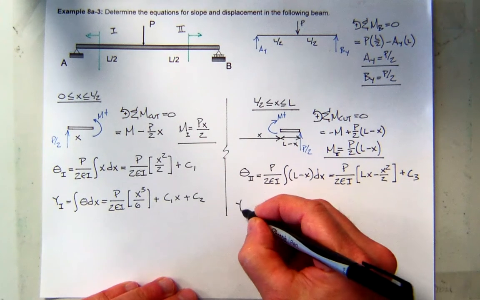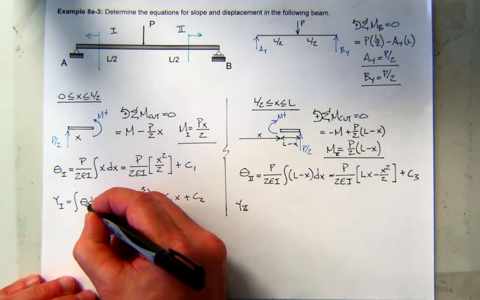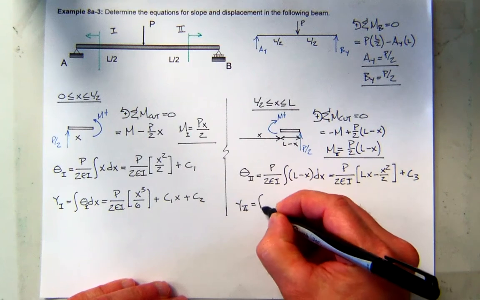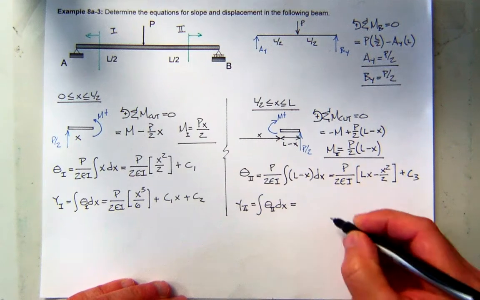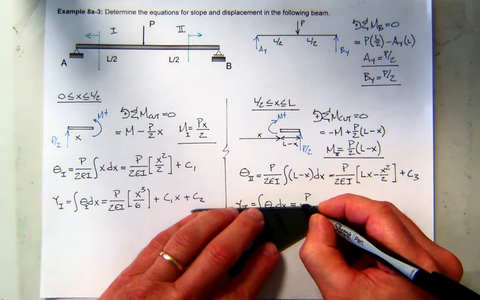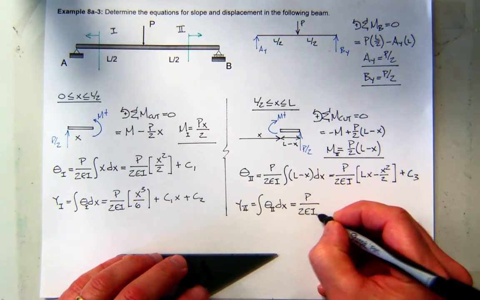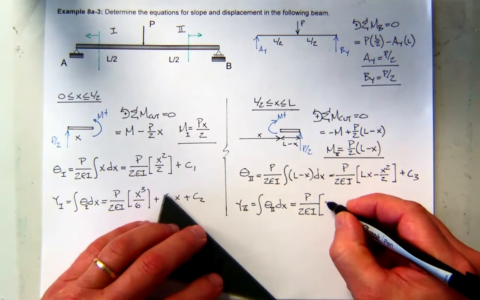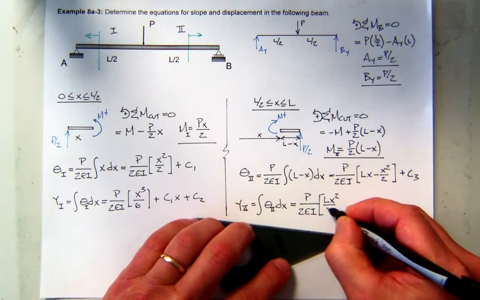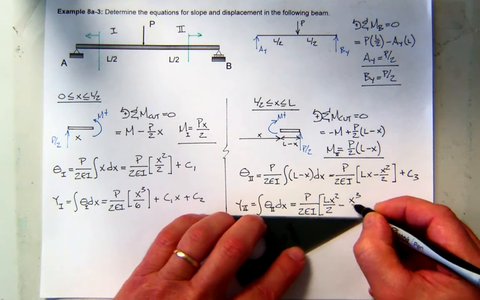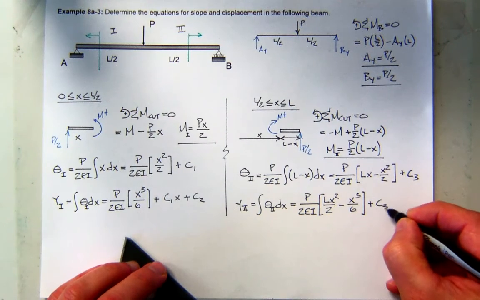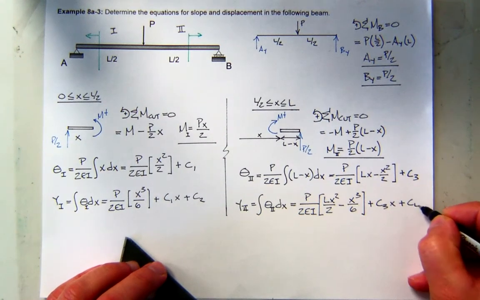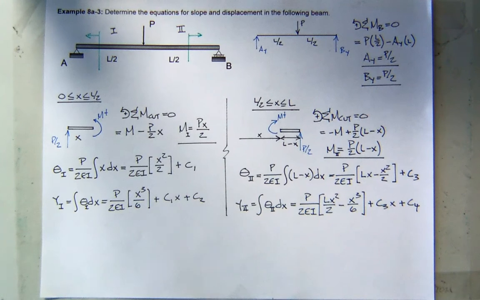And then I can integrate the slope to get my displacement equation, which is going to be P over 2EI. And now integrate the rest of those terms to be LX squared over 2 minus X cubed over 6 plus C3X and a new integration constant, C4. My hand hurts. Now what do I do?